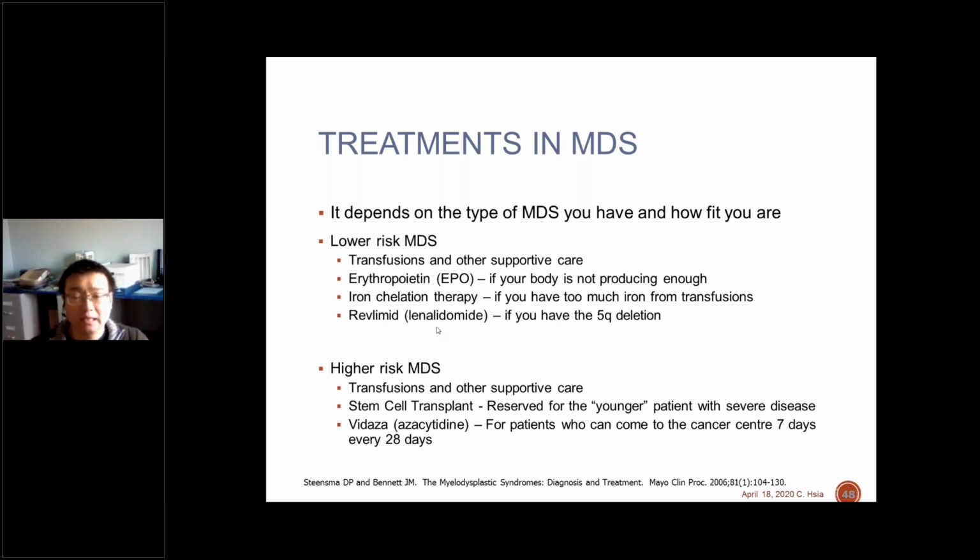Okay. However, if you're designated as more of a higher risk MDS, you can still get transfusions and other supportive care like antibiotics if needed. But this time, those individuals with higher risk MDS often have a worse outcome than those with lower risk MDS. And so we are more aggressive in those individuals in trying to change the underlying disease itself. Well, how do you change the underlying disease if your stem cells are abnormal?